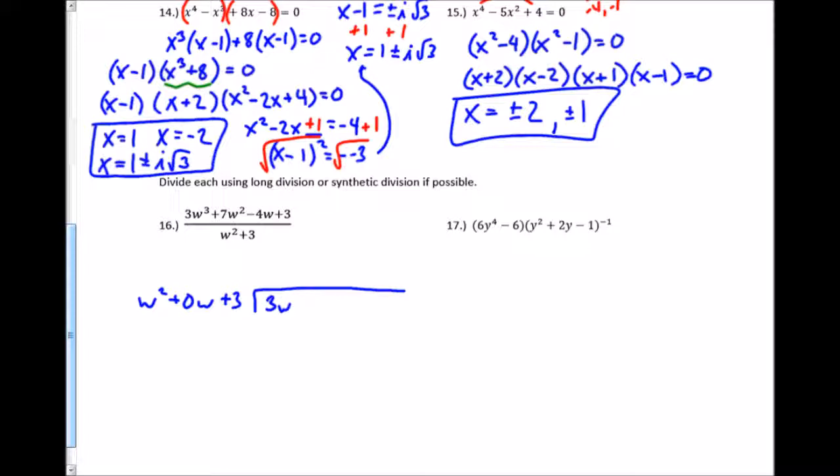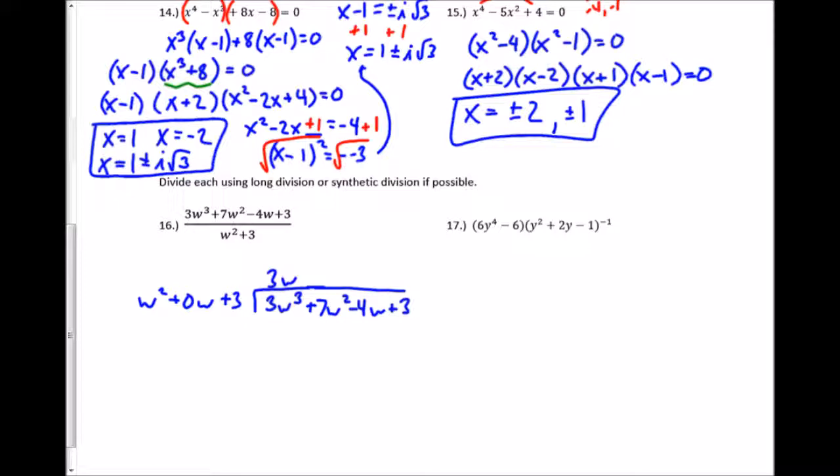So now that's a 3w cubed. That is an ugly-looking cube. Let me try again. Plus 7w squared minus 4w plus 3. And now I just ask myself, w squared times what will give me the 3w cubed? And that's going to be a 3w.